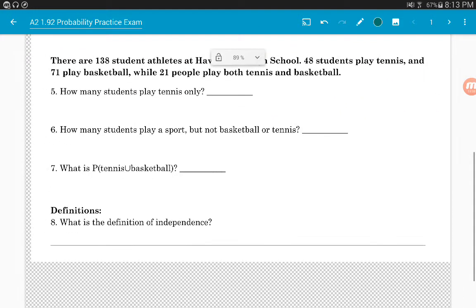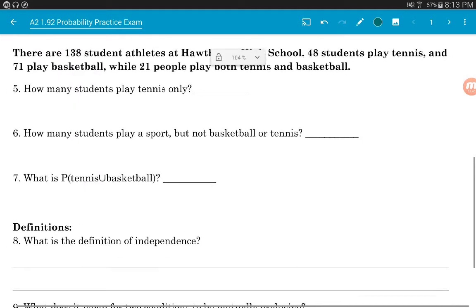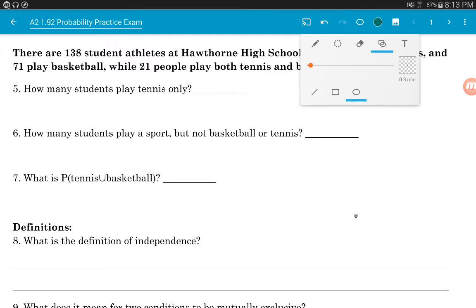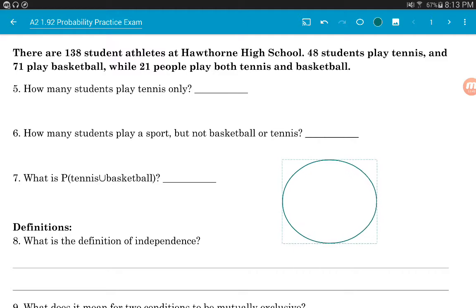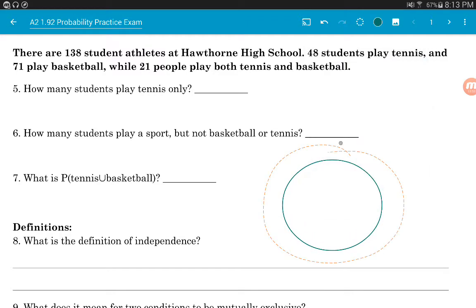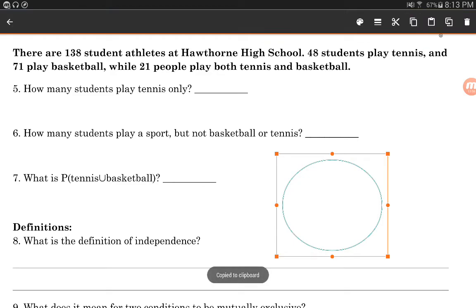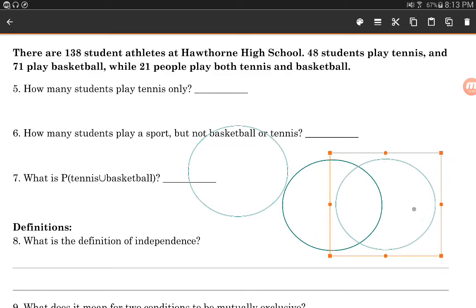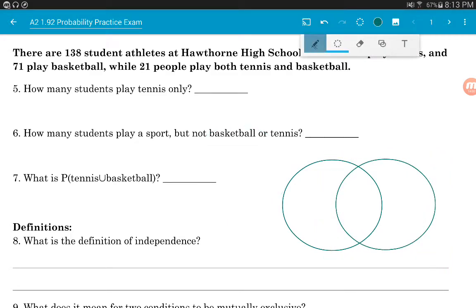Now onto a Venn diagram. There are 138 student athletes at Hawthorne High School. 48 students play tennis and 71 play basketball, while 21 people play both tennis and basketball. So here's the Venn diagram. They didn't tell me to draw one, but whenever I'm talking about 2 different groups, I'm going to want to do that. I'm going to want to include a Venn diagram because it helps me make sense of the numbers.